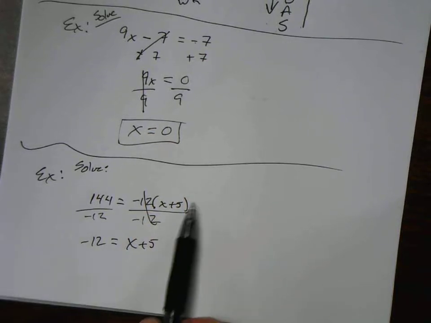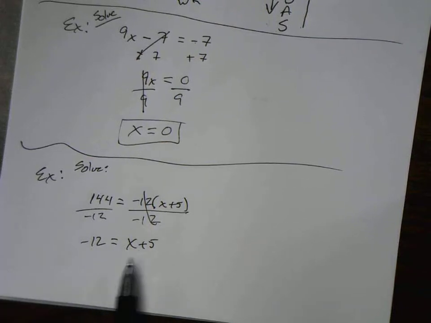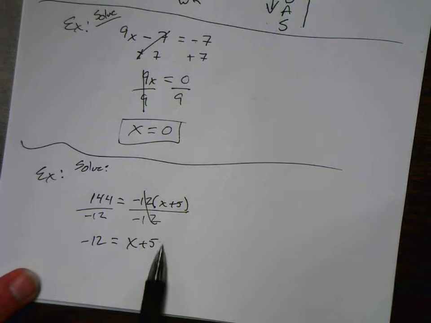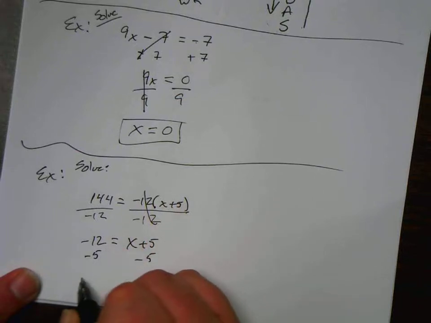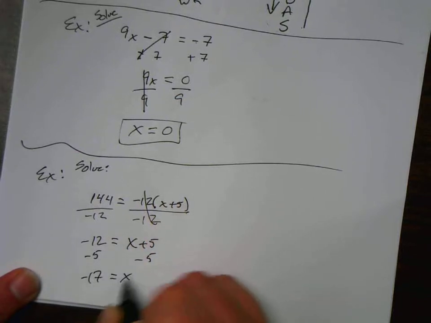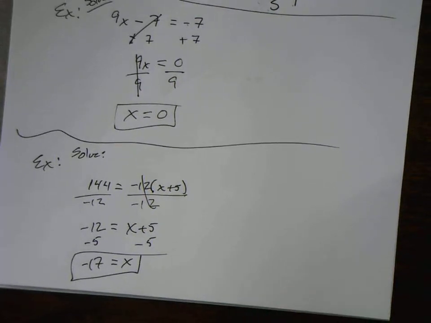Now I can handle what was inside the parentheses. What was left inside the parentheses? I have to follow the order of operations backwards again. So here I have to undo the plus 5 in order to get x by itself. And the opposite of plus 5 would be minus 5. So let's subtract 5, and I have negative 17 left over. And that would be my answer.